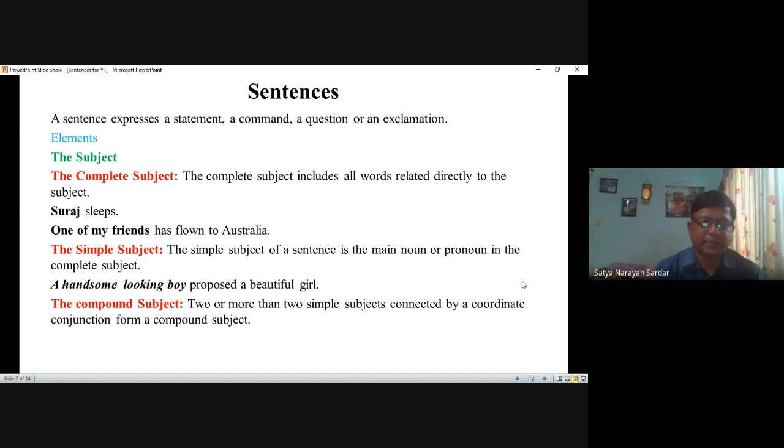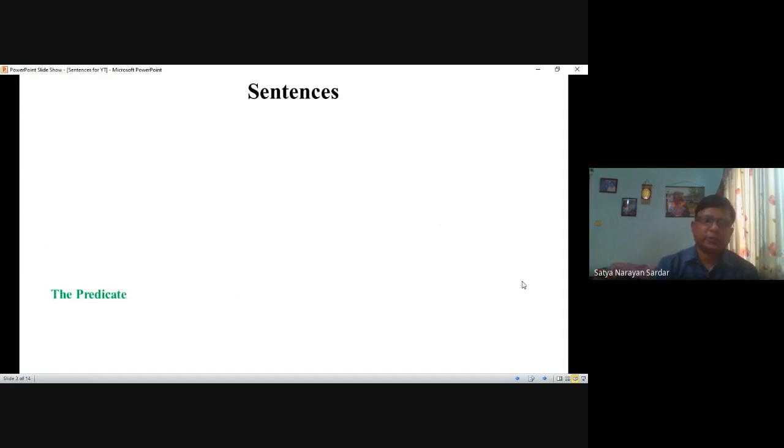The compound subject. Two or more than two simple subjects connected by a coordinate conjunction form a compound subject. Example. The editor and the author were looking satisfied. In this sentence, the editor and the author, these two are different subjects. And in this sentence, and is coordinate conjunction. So these two subjects have been connected with a conjunction. So these two can be called compound subject. Let's go with the next.